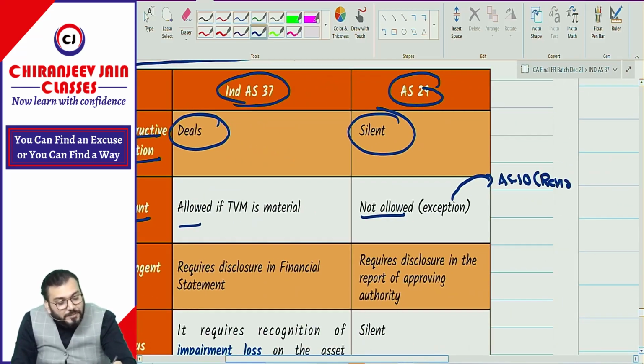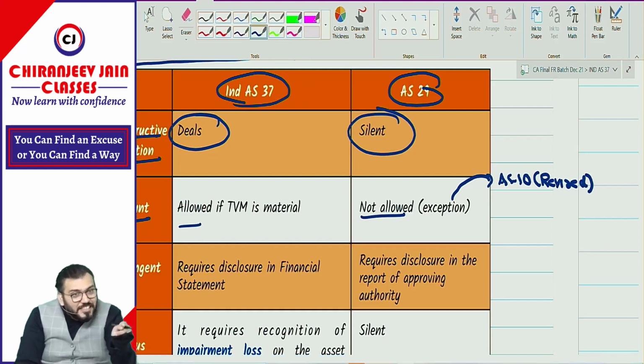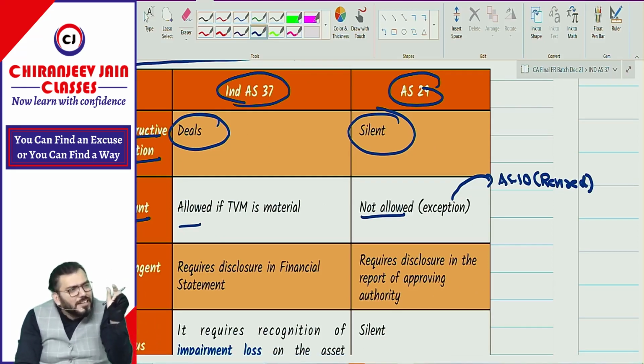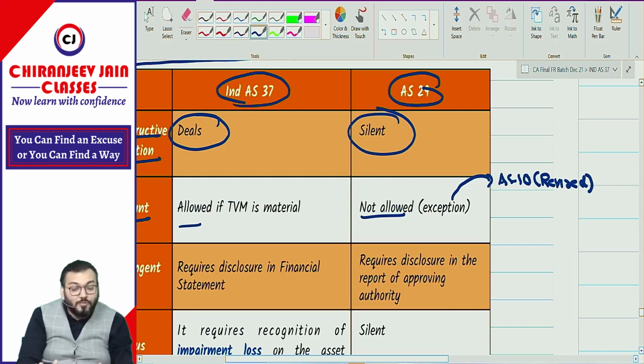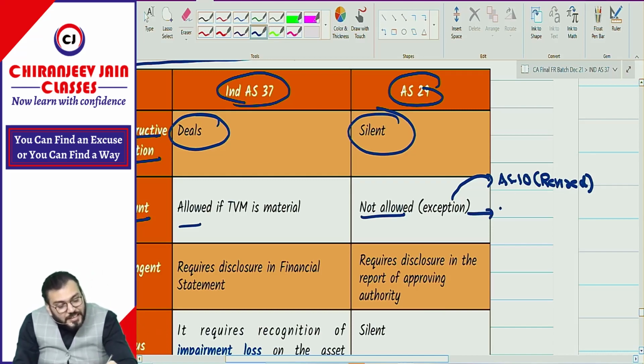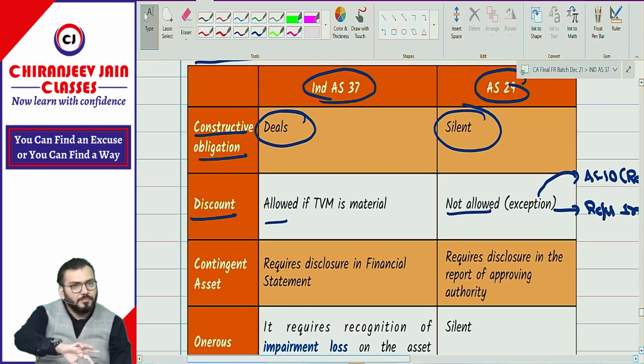Because AS 10 was revised and AS 10 was exactly similar to the International Accounting Standard, due to the revision in AS 10, they have also revised AS 29. So only in one particular transaction, discounting is allowed. Not required for the CA final examination, but you should know it to become a CA because you are applying AS 29. So what is that case? We'll refer to Ind AS 60. I will discuss this point under Ind AS 60. All things I will cover, don't worry. Inter, foundation, final, everything.